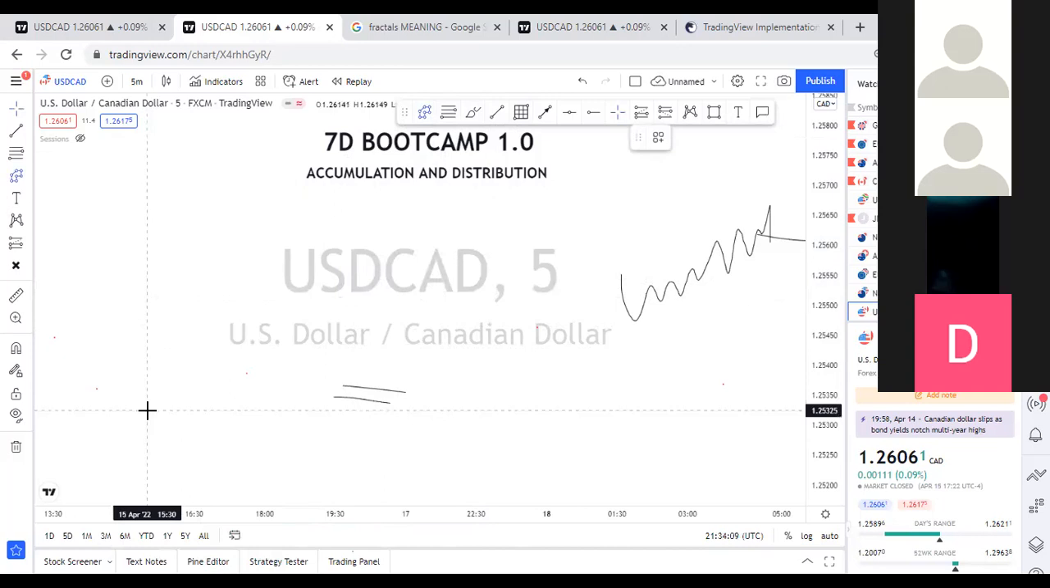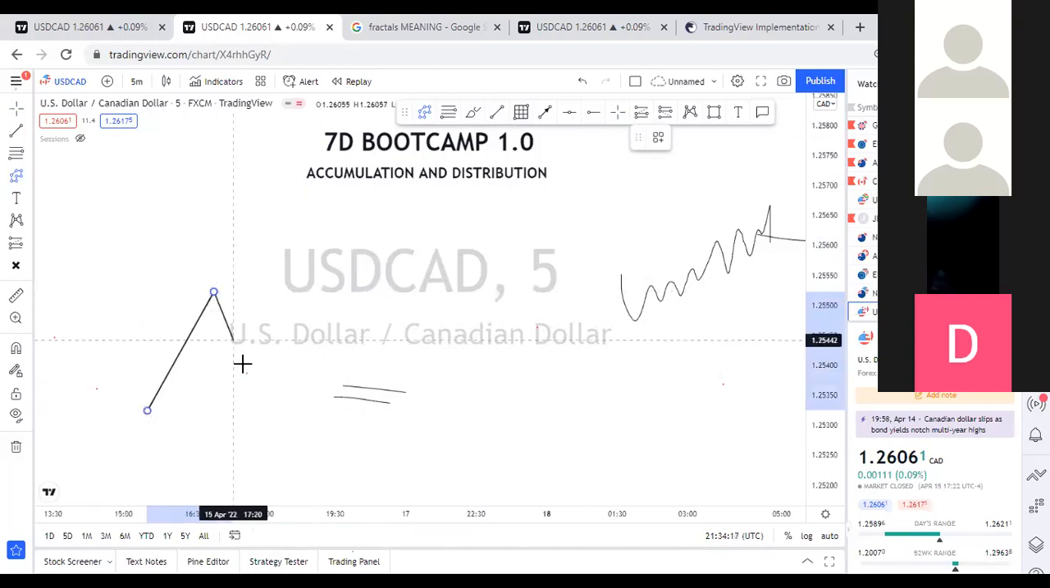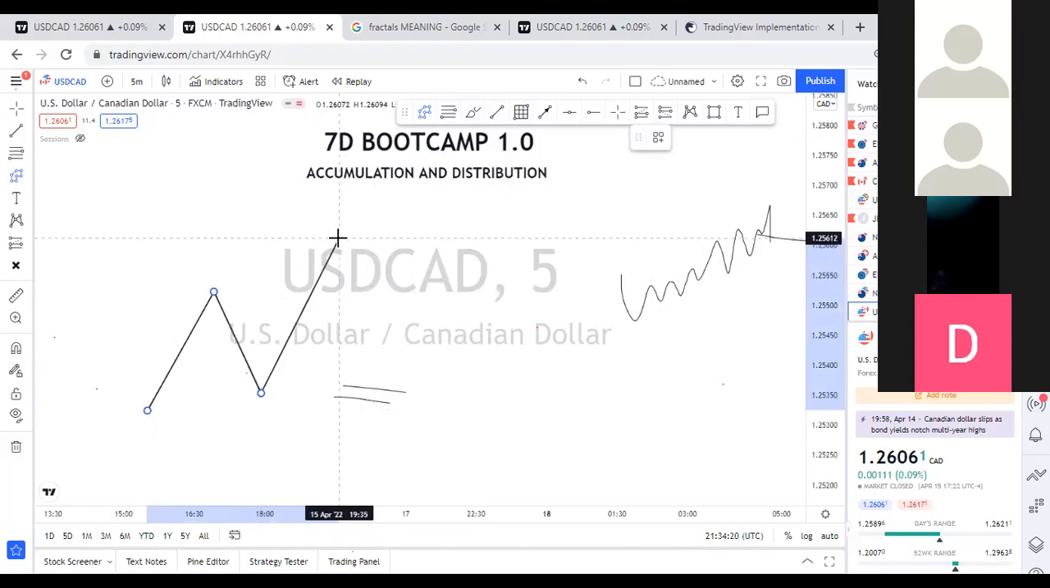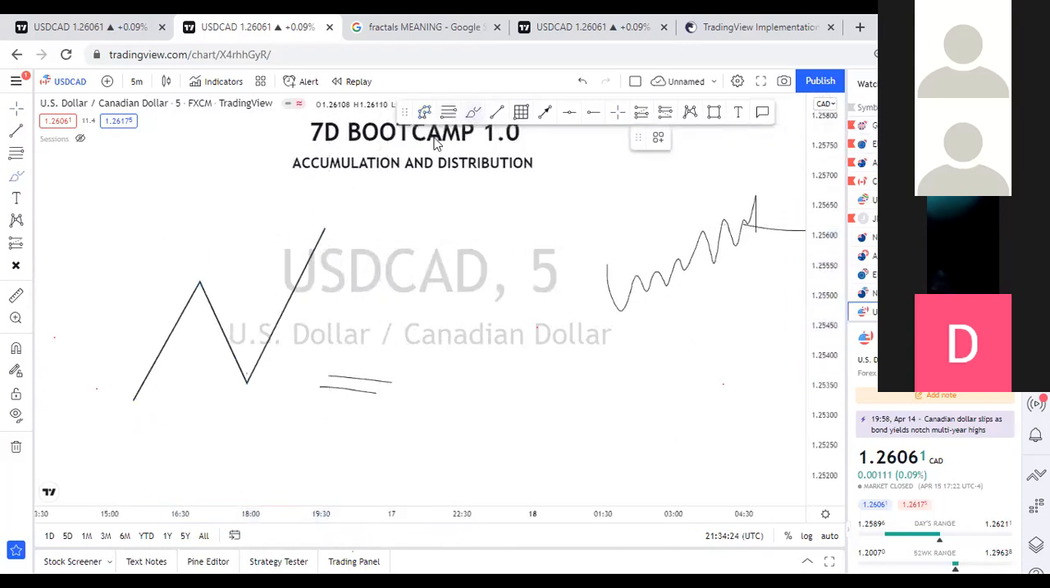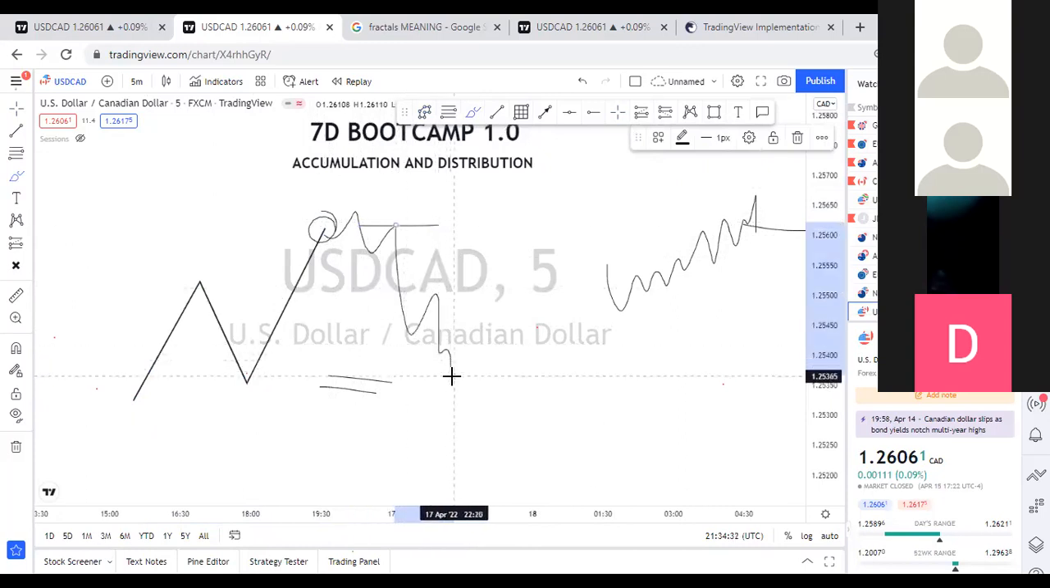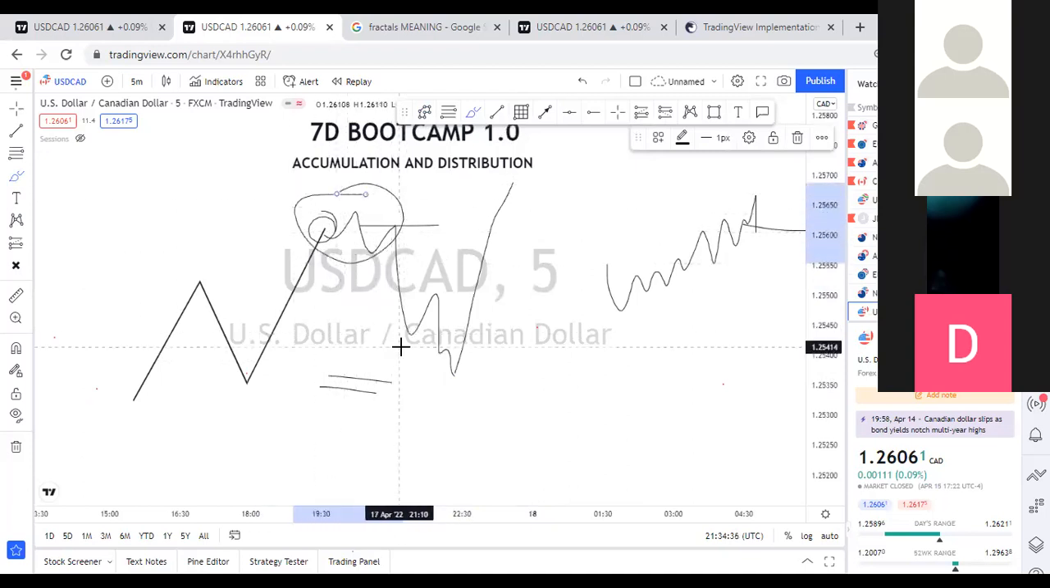You are looking for distribution above major highs, and you are looking for accumulation below major lows. All right, so now we have this high. This is where I am looking for distribution. Get that distribution, then sell the counter trend down, then buy up. All right, this is distribution here.